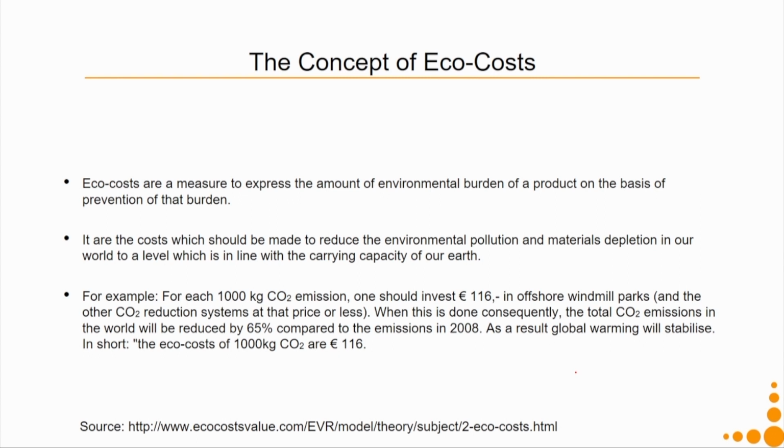For example, say if 1000 kg of carbon dioxide is emitted because of the factory that I set up, I would have to invest 116 euros in certain activities which can offset that carbon dioxide. So, this much amount of money is to be invested in, say, some windmills or setting up solar panels and so on, which will offset the carbon dioxide produced. How does it offset the carbon dioxide produced?